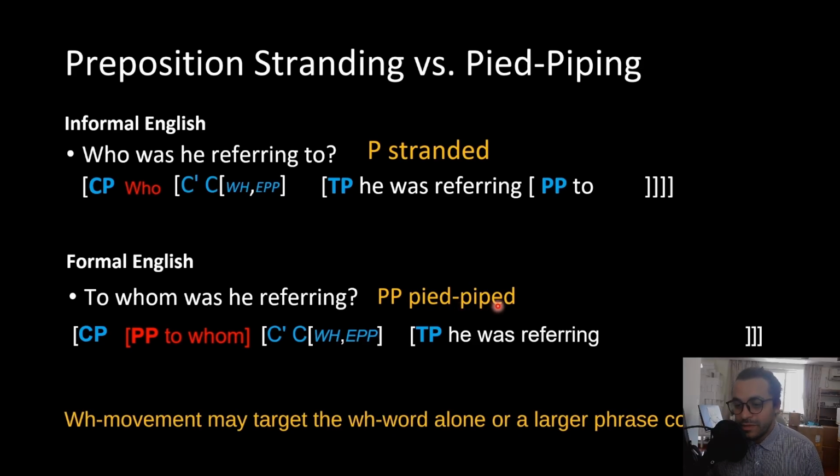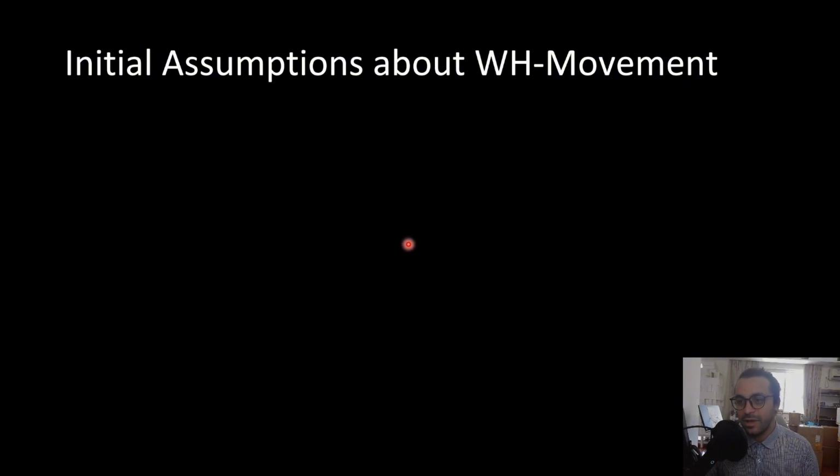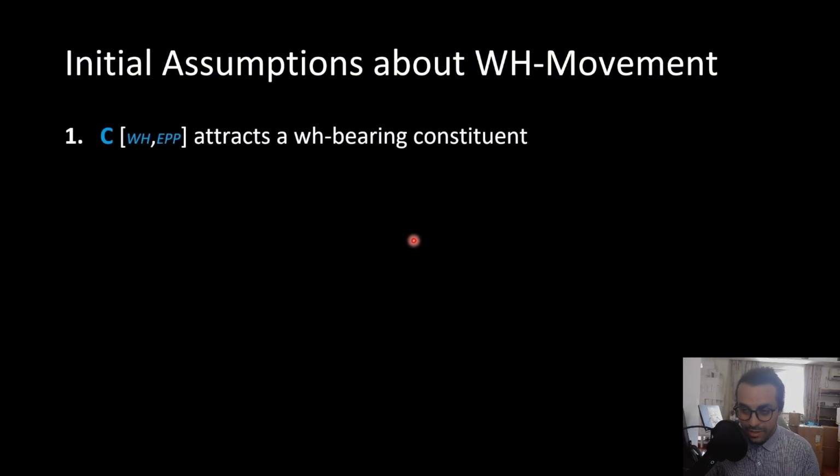So WH movement may target the WH word alone or a larger phrase containing it, as you can see. Now the problem here is why is this happening? And for syntax, especially minimalist syntax, everything needs to be economical. That is to say, we need a finite set of rules that would explain how things work. There is no room for randomness. That's pretty much the idea. Okay, we have some initial assumptions that we need to make before we dive into the two theories that we're going to discuss to explain this phenomenon of pied piping.